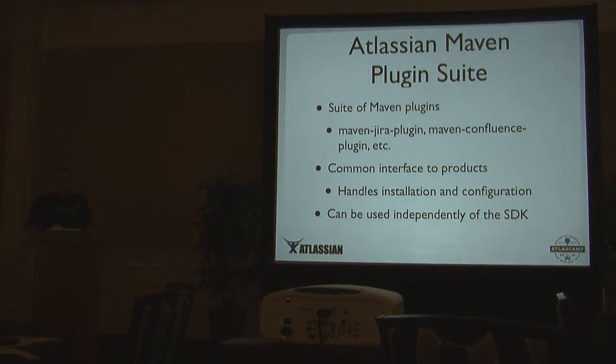The Atlassian Maven plugin suite is what we call this group of Maven plugins that we've written. There's one plugin for each of the products. There's the Maven Jira plugin, Maven Confluence plugin, and so forth. And what they do is they give us a common interface to the products. Jira's home directory is one place, or it may be no place, depending on if it's configured or not. The plugin can configure that for you. Confluence starts a certain way, but the plugin knows how to start Confluence, so you don't have to.